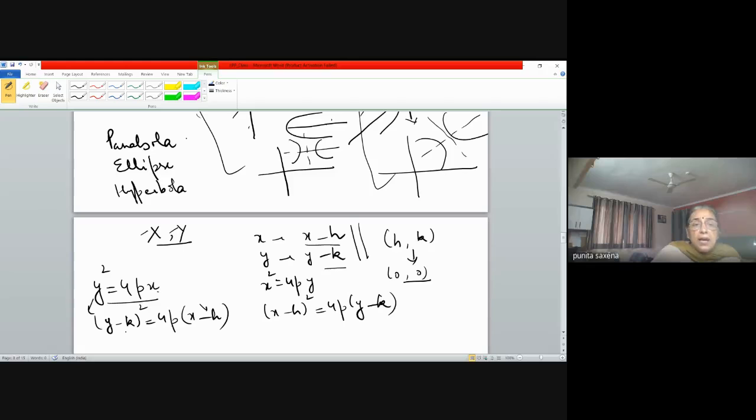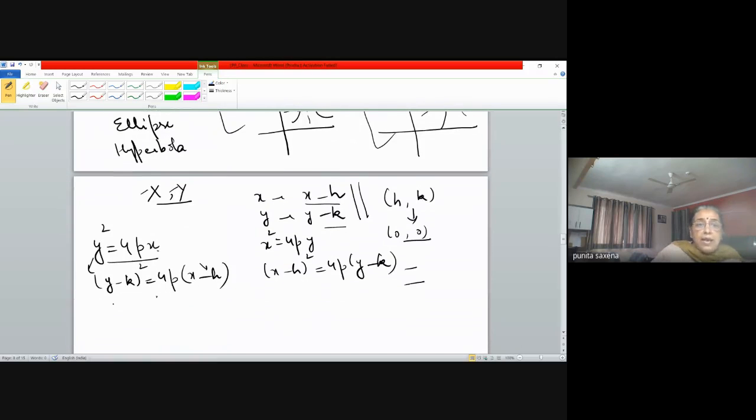And accordingly, you just have to identify that the rest of the rule remains the same, in the sense that if it's with a plus sign it will open on the right, if it is with a negative sign it will open on the left, open up, open down, depending upon whether you have a plus sign or a minus sign. So accordingly we will have the equations of the parabola.